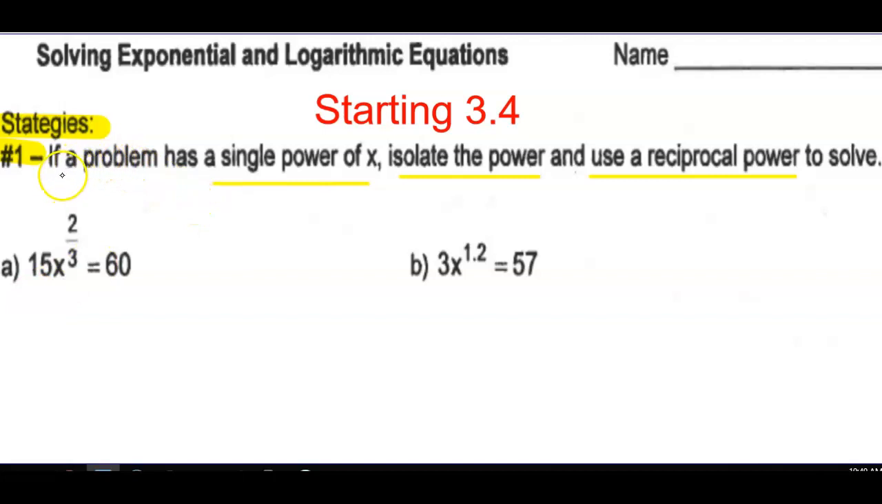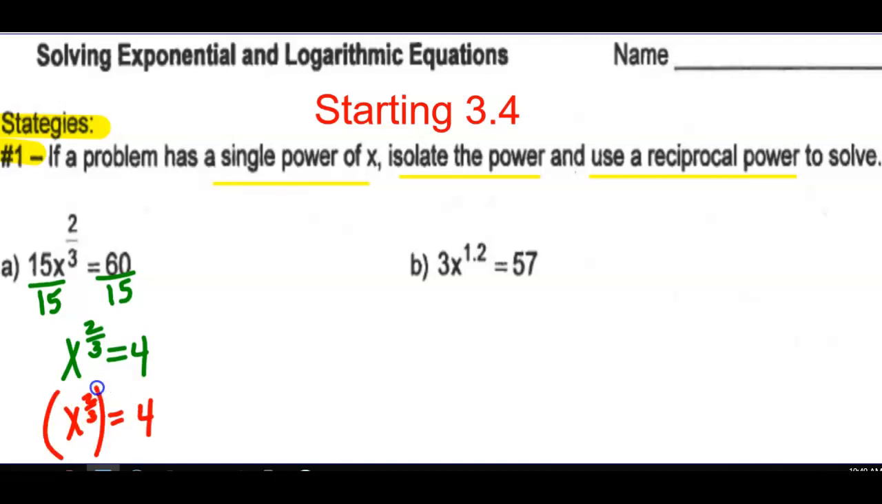All right, strategy number 1 is if a problem has a single power of x, isolate that and use a reciprocal power to solve. So this is when you have some crazy powers. So first here we would just divide by 15 to isolate the x. Equals 4 to the 2/3 power. And then the reciprocal power here would be the 3 halves. So we're going to do this side, and I'm writing this over so that you can see what I did, to the 3 halves power.